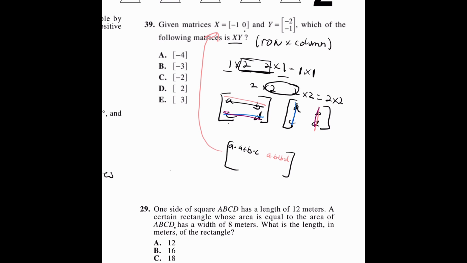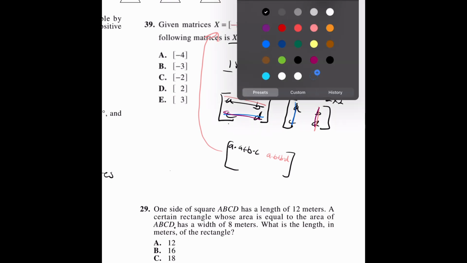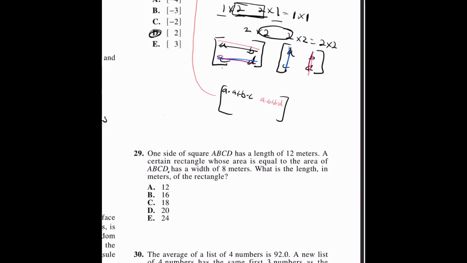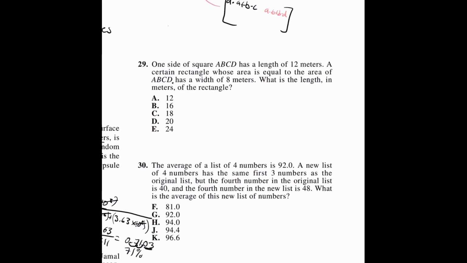So this is our row times our column, okay? So we have -1 times 2, which leaves you with -2, plus 0 times -1, which anything times 0 is just 0. So that leaves you with -2. So this matrix is now just -2. Because it's supposed to be a 1 by 1, remember? Okay. So now we have the next problem.